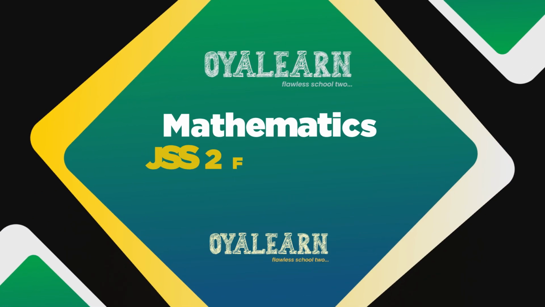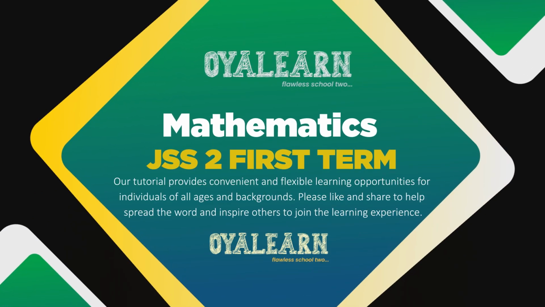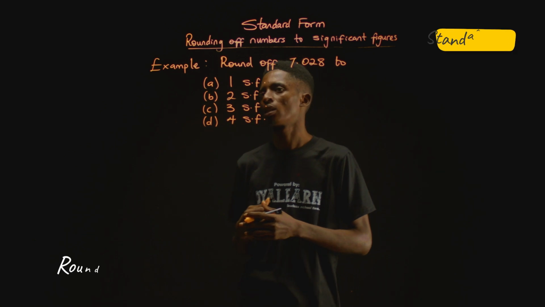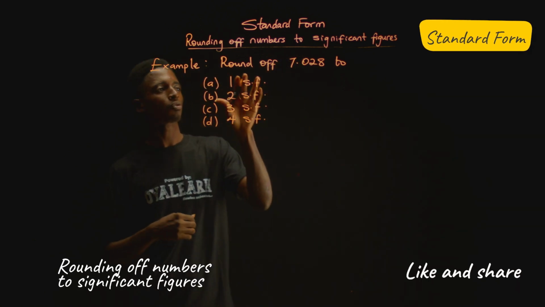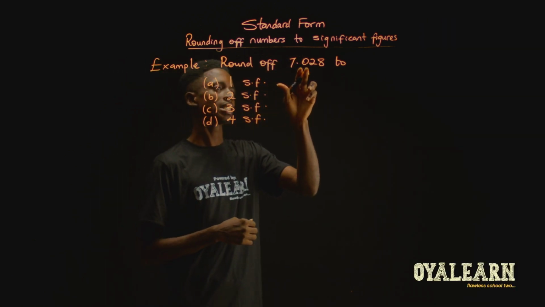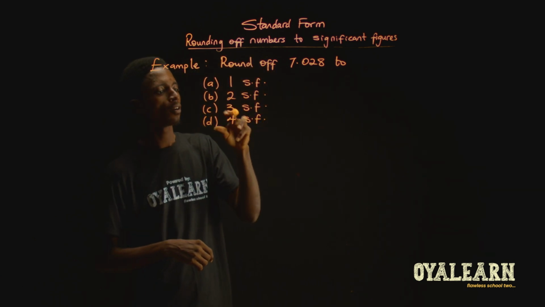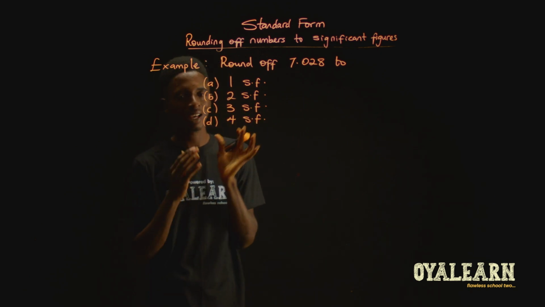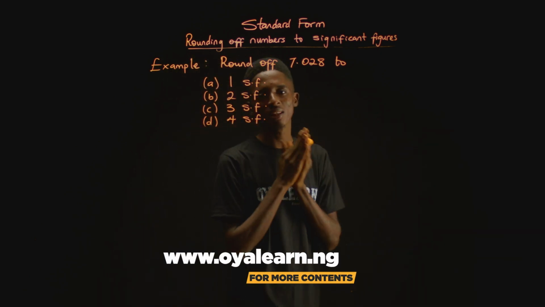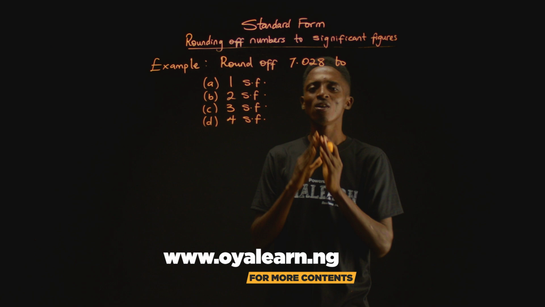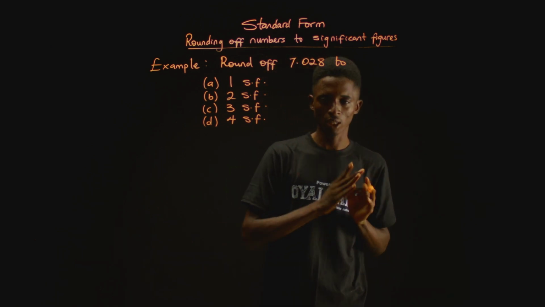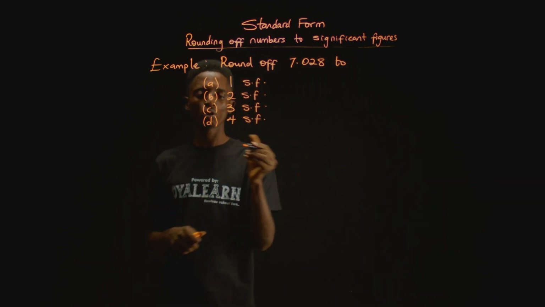Let's take another example on rounding off numbers to significant figures. This example says you should round off 7.0282 to 1SF, 2SF, 3SF, and 4SF. Now remember that SF stands for significant figures. So here's our solution.